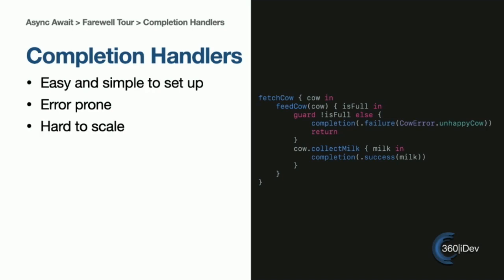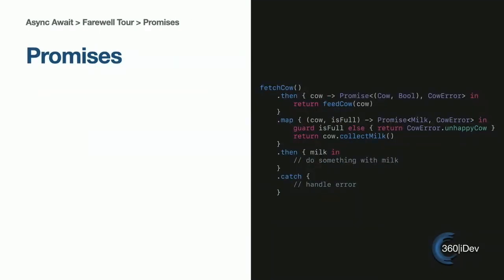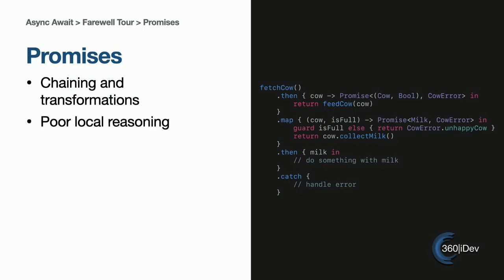When you try and chain completion handlers together for a while, you'll meet the inevitable pyramid of doom, which I'm sure you're all familiar with. And then there are promises. Now, promises are nice in that you can chain and transform values and keep away from this pyramid of doom, but promises also have the issue of poor local reasoning. The lifetime of a promise can far exceed the scope in which it was created. So that's kind of something for you as the developer to hold on to mentally there.